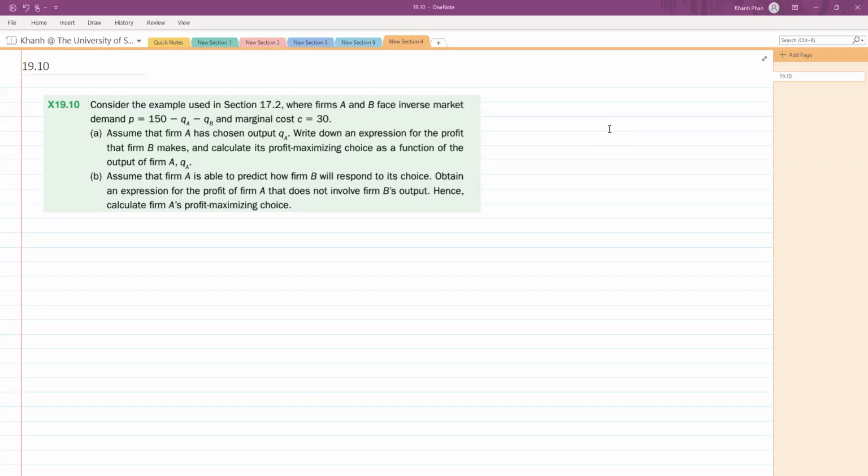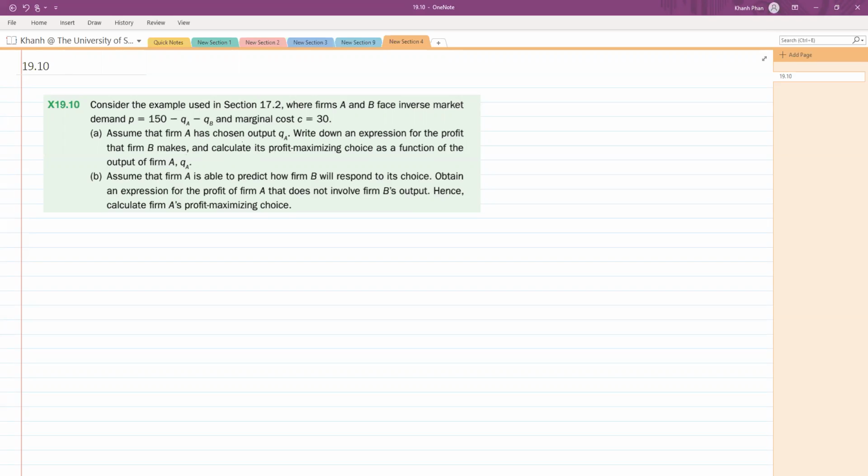So we are given a demand, the market demand P equals 150 minus QF minus QB minus QA. Marginal cost for the two firms is 30. So part A is asking you to assume that firm A has chosen output QA. Write the expression for the profit that firm B is going to make and calculate the profit maximizing choice as a function of QA.